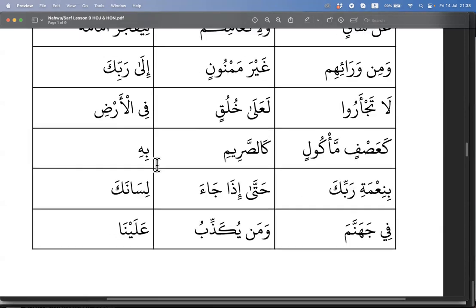Very good. La, la taj'aru. Not half of jar. Good. La ala khuluqin. لا على. Ala is the half of jar. Khuluqin is the majrur. Good. What do you think this lam in front is?